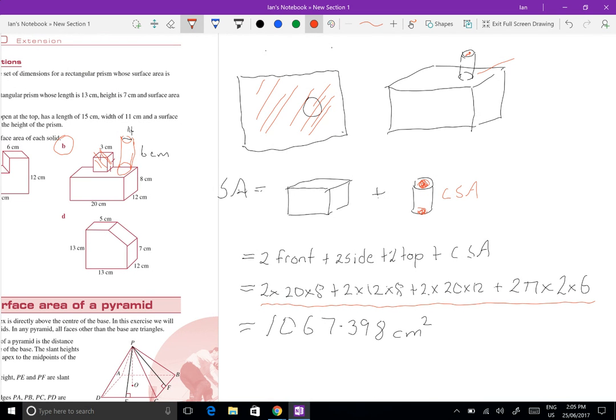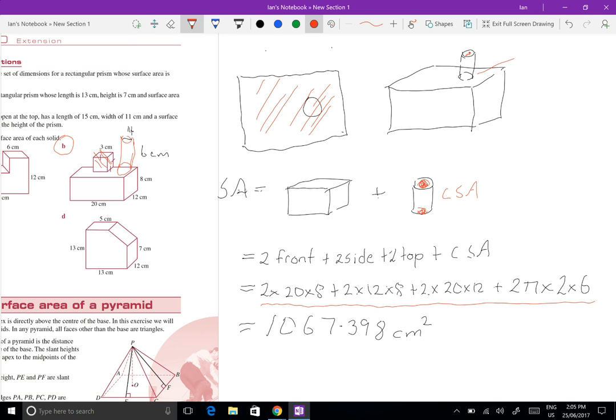So then you just find the surface area of the prism plus the curved surface area of the cylinder. And the surface area of the prism, because it's a rectangular prism, is 2 times every side. And you'll notice that you get the 3 combinations of the side measurements, so 20 and 8, 12 and 8, and 12 and 20.